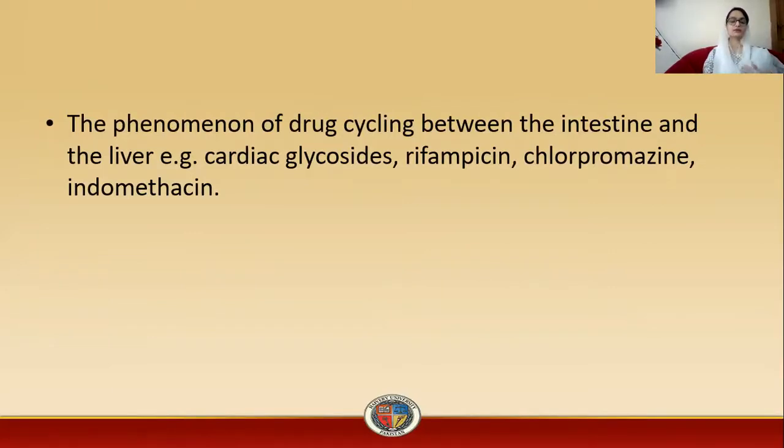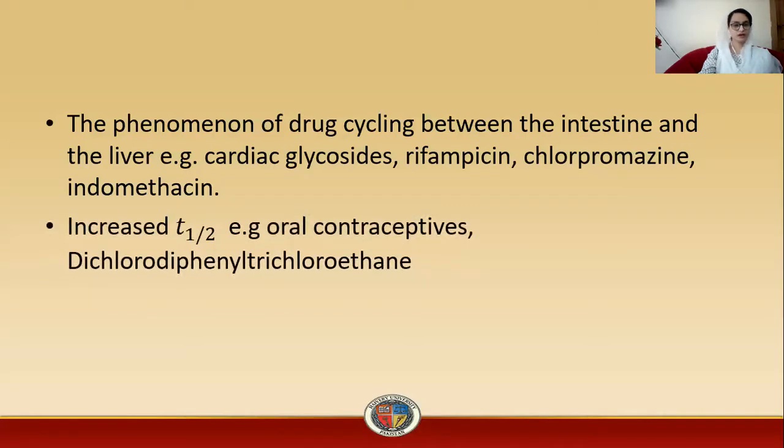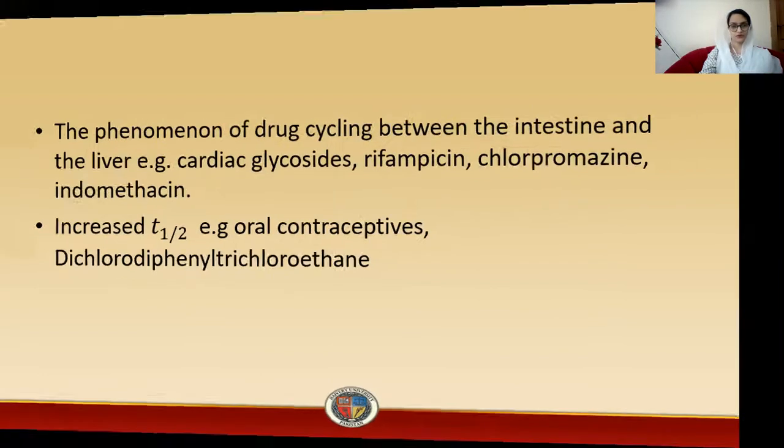liver. For example, the drugs which undergo this type of excretion, or this type of circulation, are cardiac glycosides, for example digoxin, digitoxin, and then rifampicin, chlorpromazine, and indomethacin; they undergo biliary excretion. And the drugs which have a longer half-life, for example oral contraceptives and dichlorodiphenyltrichloroethane, undergo this type of excretion.